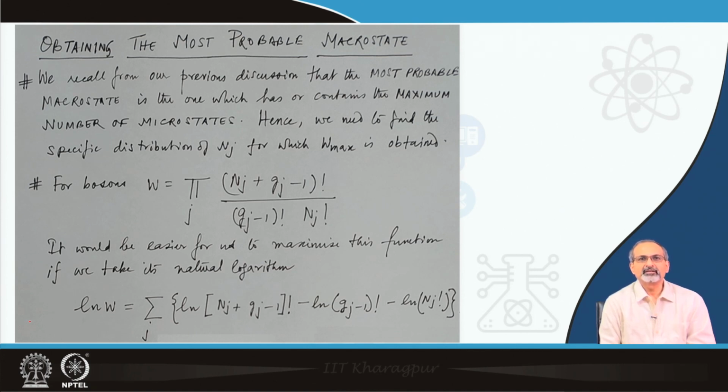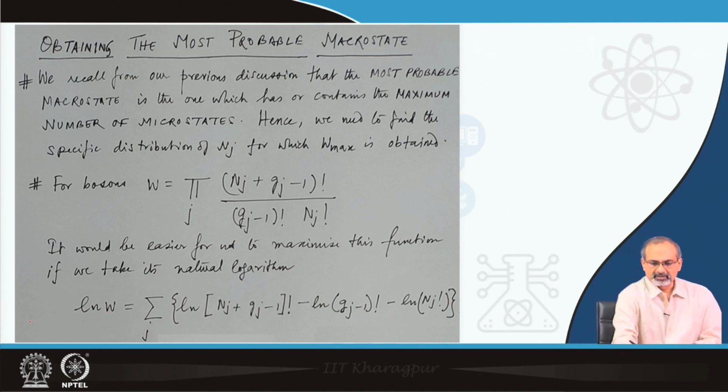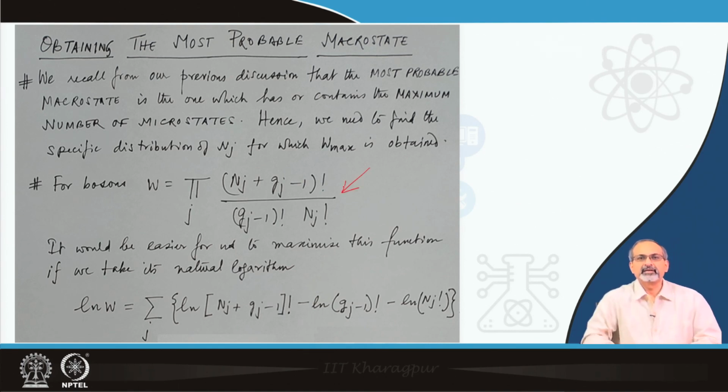Hence, we would need to find the specific distribution of the molecules across the different quantized energy levels, which we represent as Nj, so that W is maximized. We will call that maximized condition of W as W max. We recall the function for bosons. You remember having looked at the derivation of this expression for the number of microstates for bosons, which was done by using rules of permutation, and we would like to maximize this function W now.